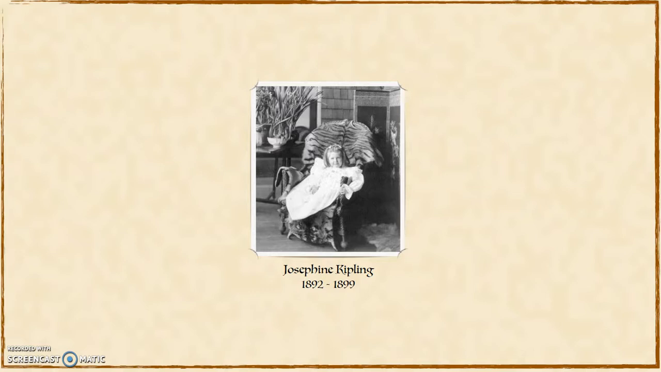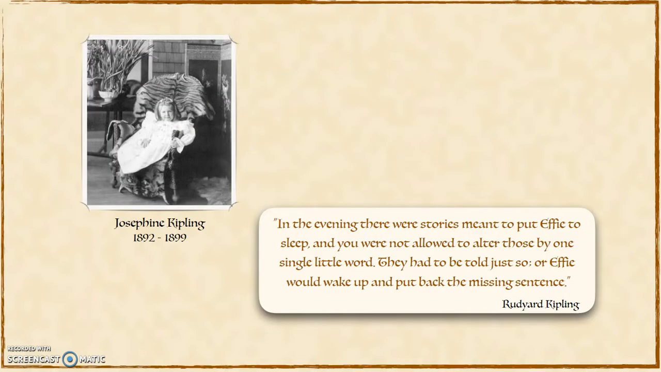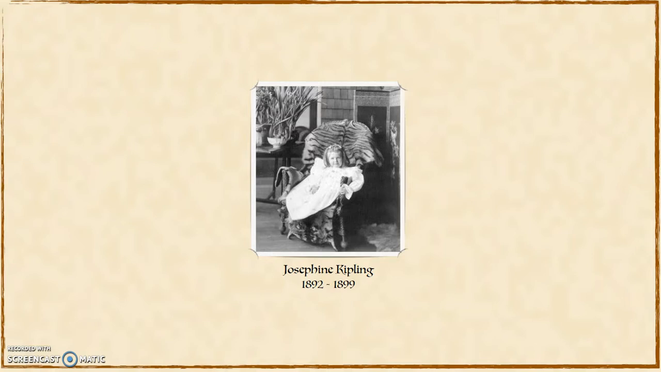And Kipling would often make up stories to tell his daughter at bedtime. And he tells us that in the evening there were stories meant to put Effie to sleep, and you were not allowed to alter those by one single little word. They had to be told just so, or Effie would wake up and put back the missing sentence. He told Effie 3 stories: the whale tale, the camel tale, and the rhinoceros tale.